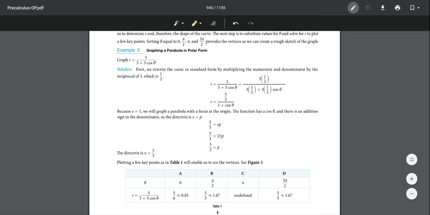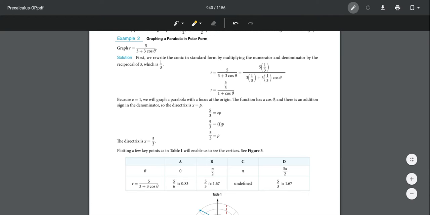Hi guys, this is 10.5. Sorry, I lost my train of thought for a second. 10.5 part 3. We're going to talk about graphing in polar form.